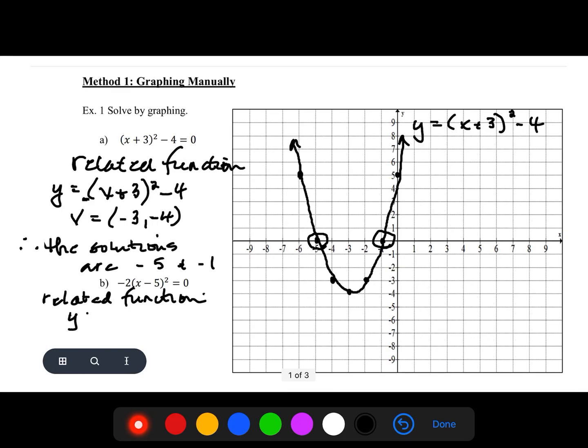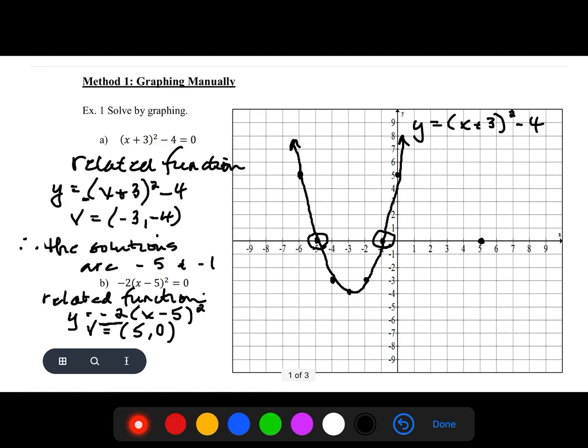So y equals -2 times (x minus 5) squared. And we know that our vertex here is going to be (5, 0). So again, we're going to start with our vertex on our graph, (5, 0). We notice that our a value here is -2.